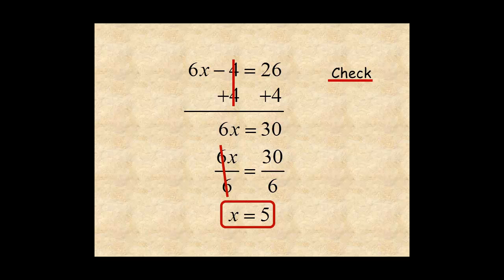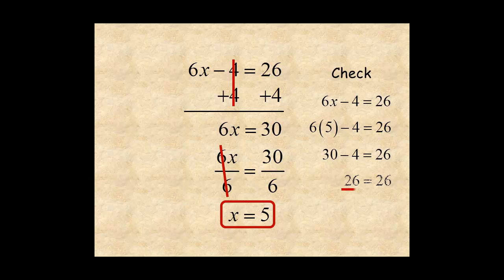Always check the solution. Rewrite the original equation and substitute the solution. Since 6 times 5 is 30, and 30 minus 4 is 26, the solution checks.